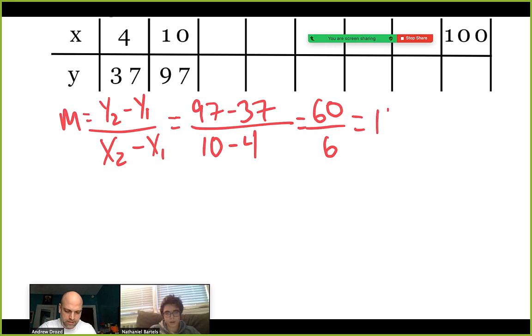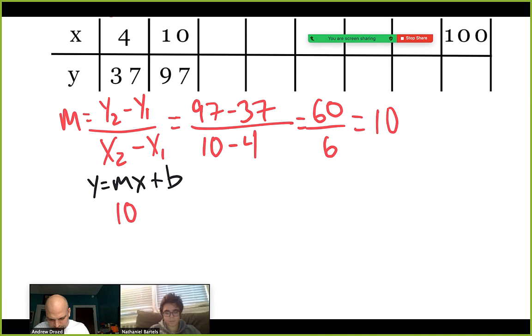So the slope is, if we simplify, 10. And now, what are we doing again? Then we have to find the y-intercept. And how are we going to do that? I'll give you a clue. We're going to be using one of these.